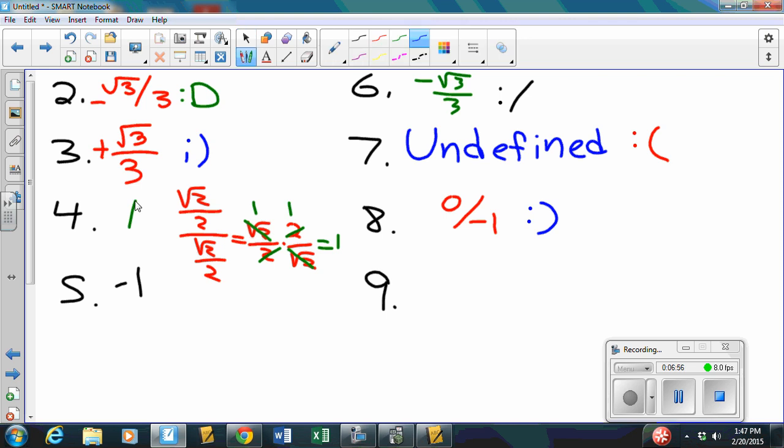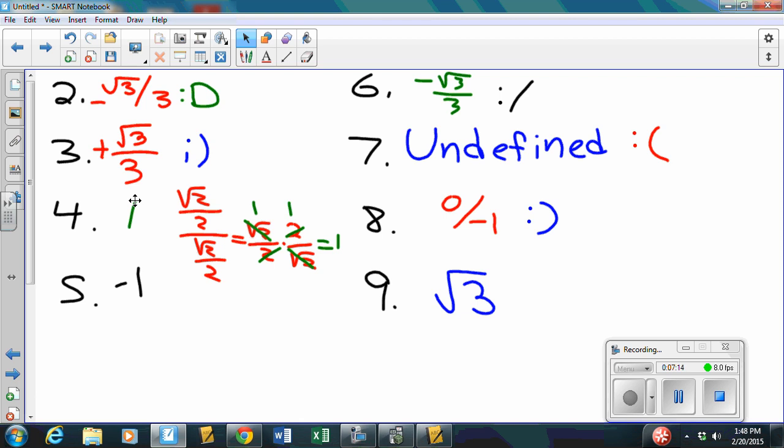Okay? How about number 5? You guys agree with this one? Negative 1. Yeah. Negative 1? We all agree with that? How about 6? Negative root 3 over 3? Yes. Of course I agree with that. We agree with that one? I feel like we're the only ones. How about 7?